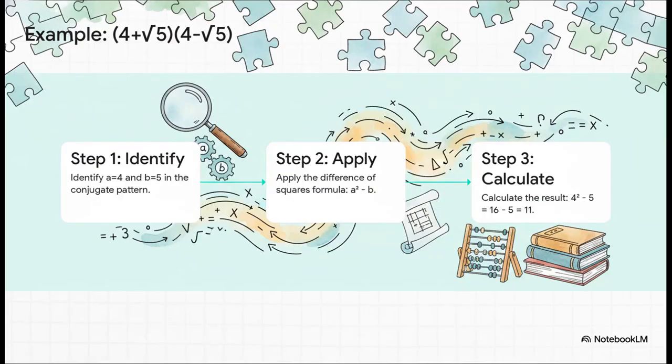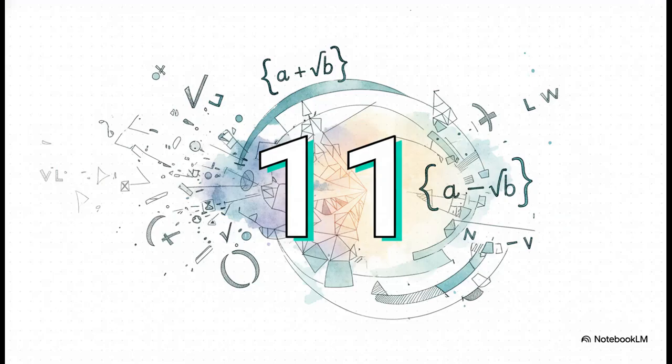Remember that puzzle from the very beginning? Let's solve it right now. We have 4 plus square root 5 times 4 minus square root 5. This fits our conjugate pattern perfectly. Here, our a is 4 and our b is 5. So we just use the formula, a squared minus b. That's just 4 squared, which is 16, minus 5. And the answer is 11.